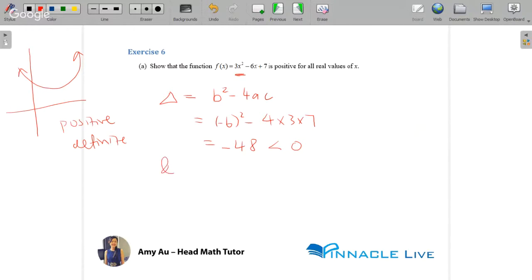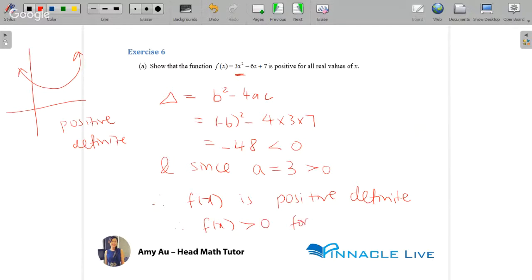And since the leading coefficient is 3, which is also a positive number, therefore we can conclude f(x) is positive definite. That means f(x) is always positive for all values of x. That's what it means. Okay, now if you're still a little bit confused, let me actually draw this function for you.